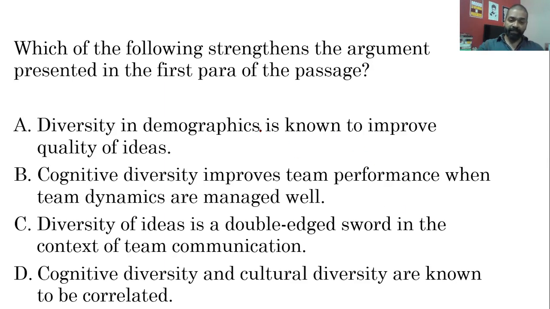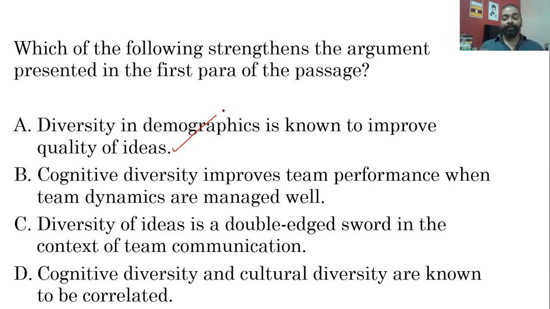So now option A says diversity in demographics is known to improve quality of ideas. Okay, so this doesn't strengthen the argument that it's inconclusive. Two things can happen. Number one, it proves the author wrong, in that the author says demographics has got nothing to do with cognitive diversity, if you remember. So the moment I say diversity in demographics is actually helping quality of ideas, which is connected to cognitive diversity, it proves the author wrong. So it weakens the argument that way.